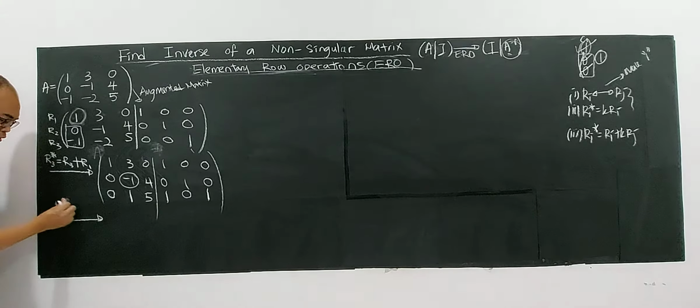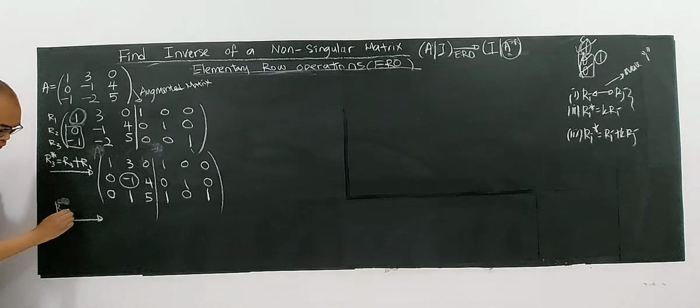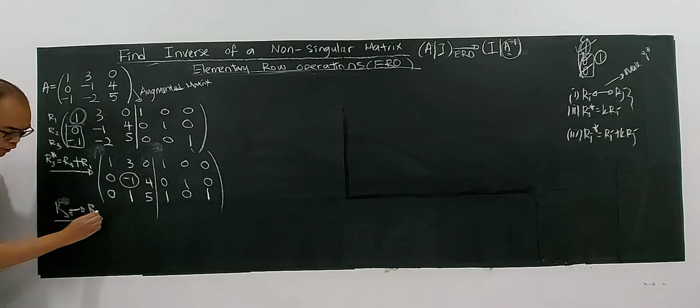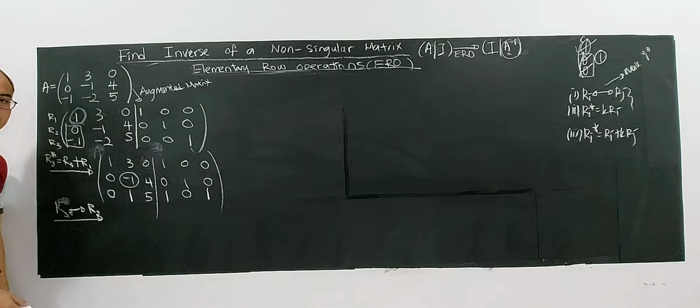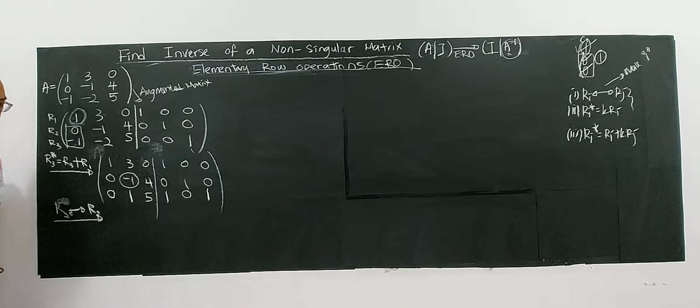Okay, if you're lazy to think, you just interchange row 2 with row 3. Or you yourself can try multiplying with negative. The final outcome will still be the same.